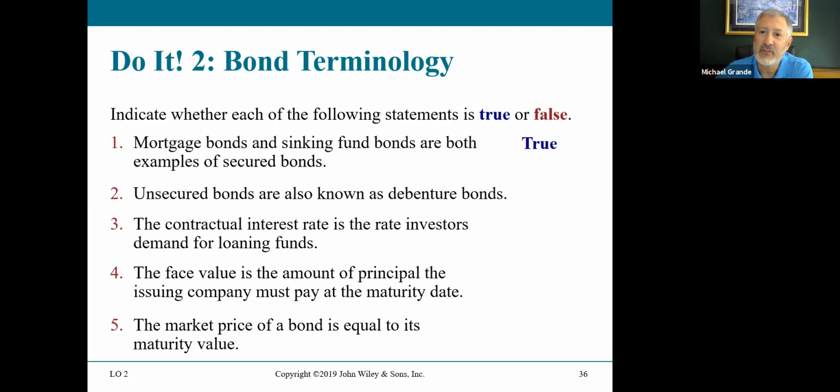Unsecured bonds are also known as debenture bonds. True. The contractual interest rate is the rate investors demand for loaning funds. No. The contractual interest rate is the amount of cash that's paid according to the bond. The face value is the amount of principal the issuing company must pay at the maturity date. That's true. The market price of a bond is equal to its maturity value. That's false. We're going to see why.